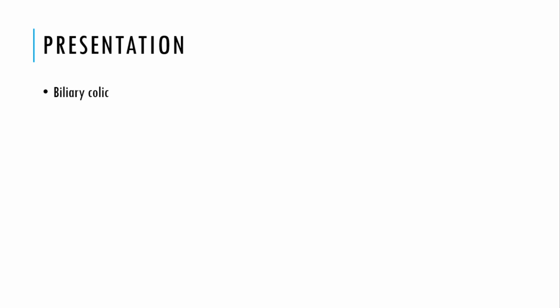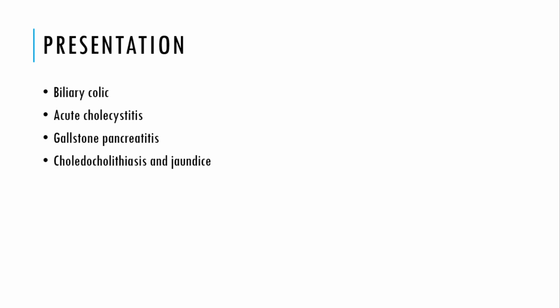So, presentation. Most patients present with biliary colic. However, some can present with an infection called an acute cholecystitis. Sometimes if we have gallstones that are dislodged from the gallbladder, patients can develop gallstone pancreatitis. If the stones block the common bile duct, then the patients can present with choledocholithiasis and jaundice. If there is an infection due to the gallstones in the biliary tree, then we can have cholangitis.